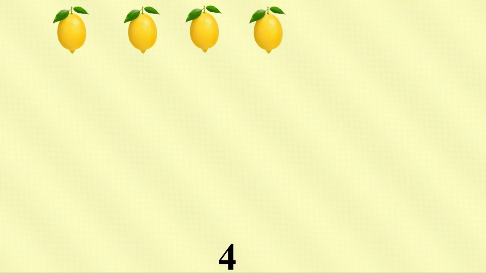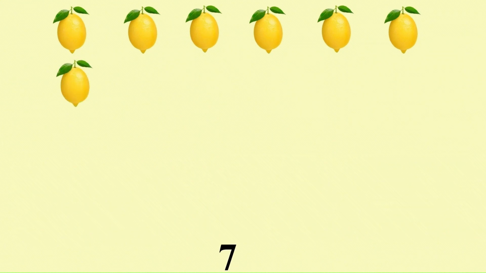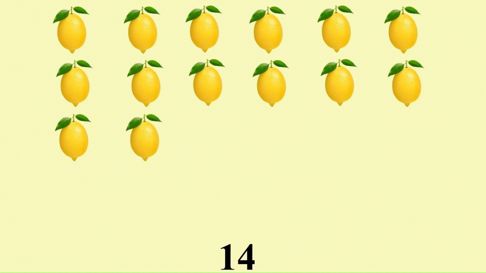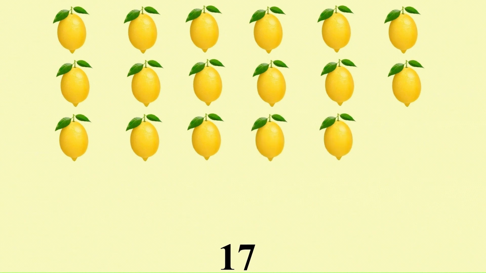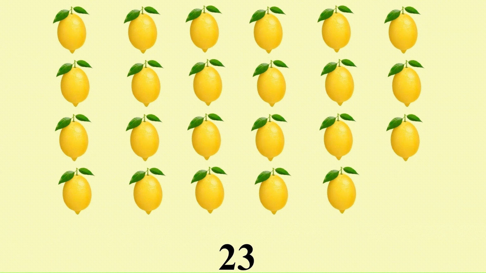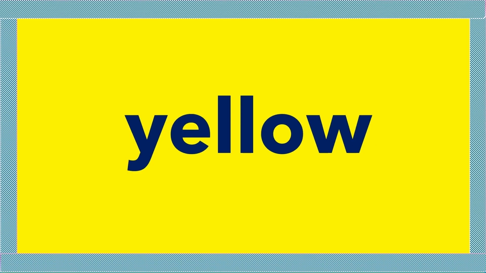Counting from 0 to 23. 23 lemons. The color of the week is yellow.